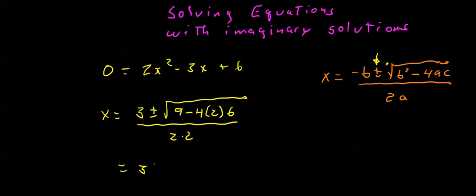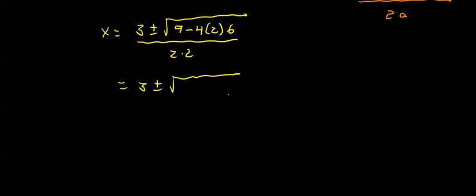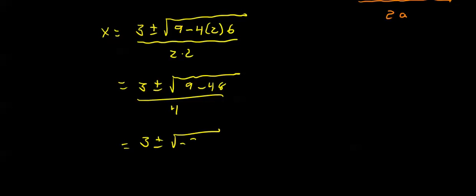Or 3 plus or minus the square root of 9 minus 48 over 4, or 3 plus or minus the square root of negative 39 over 4.